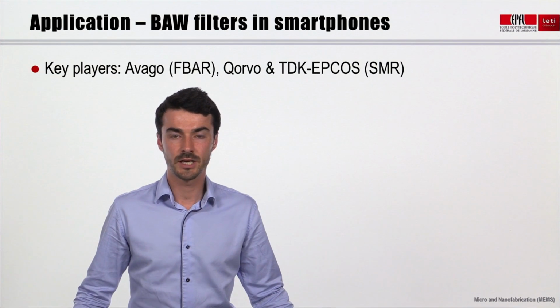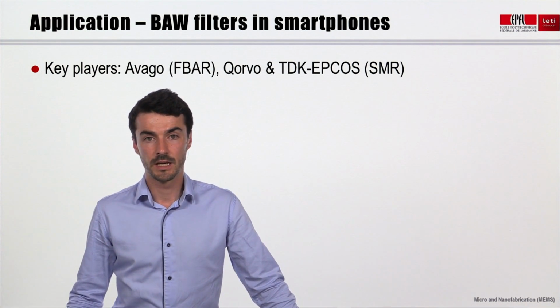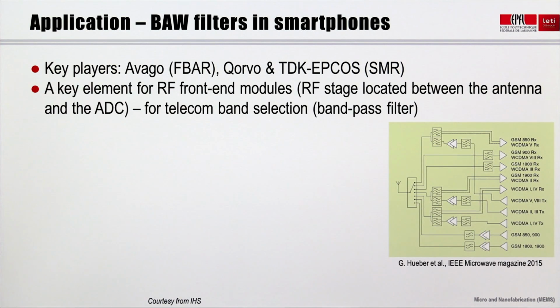So let's talk about applications now. First, which MEMS companies sell this kind of devices? Let's cite Avago, that produces FBARs, and Qorvo and TDK EPCOS, that produce SMRs. BAW bandpass filters have become a key element of RF front-end modules of smartphones. Such modules are essentially the RF stage located between the antenna and the analog-digital converter. In this context, BAW filters are used to select a given telecom band.